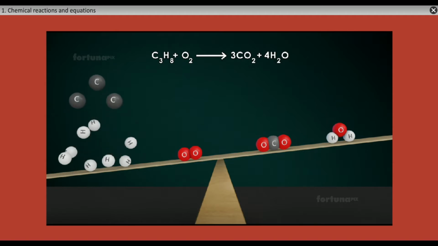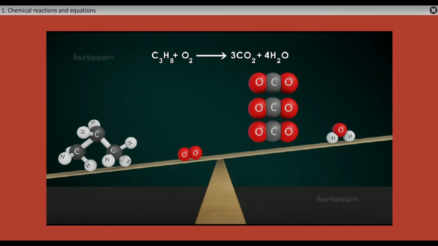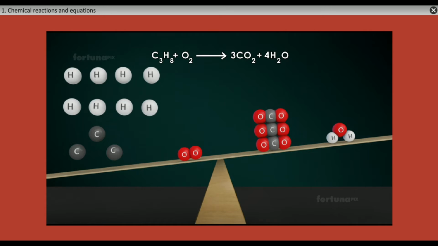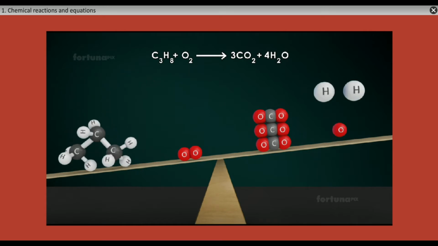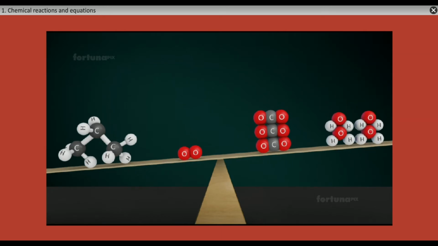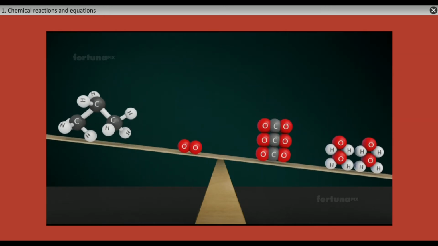There are 3 carbon atoms in propane, so we'll put a coefficient of 3 in front of carbon dioxide in the product. There are 8 hydrogen atoms in propane, but only 2 in water. For that reason, we'll put a coefficient of 4 in front of the water on the right. That leaves us with 2 oxygen atoms on the left.